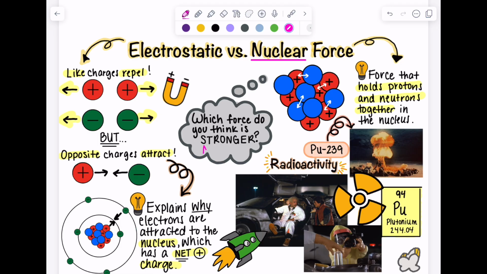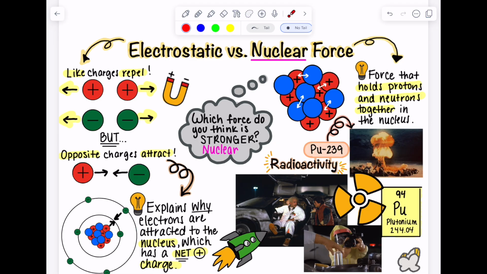But just because it's strong doesn't mean it's unbeatable. I mean, if you keep adding more and more protons, more and more of those strong personalities, the electrostatic repulsion becomes harder and harder for the nuclear force to control. This is why elements with really high atomic numbers start to become unstable. And if you recall, the atomic number tells you the number of protons.